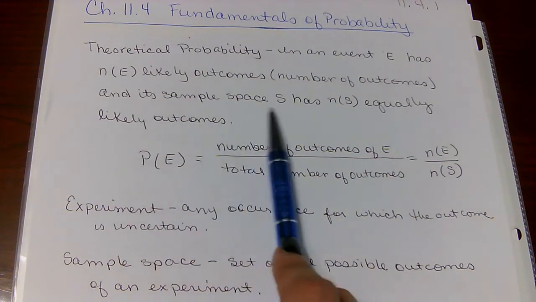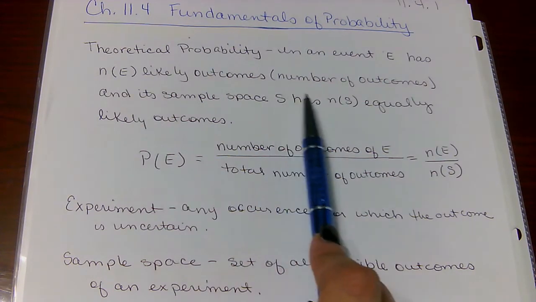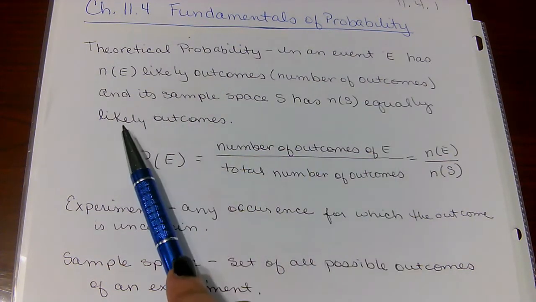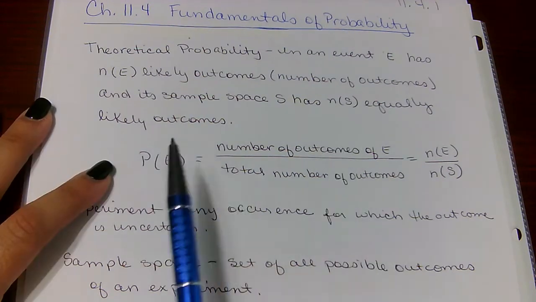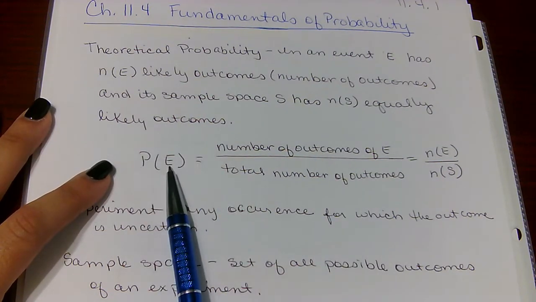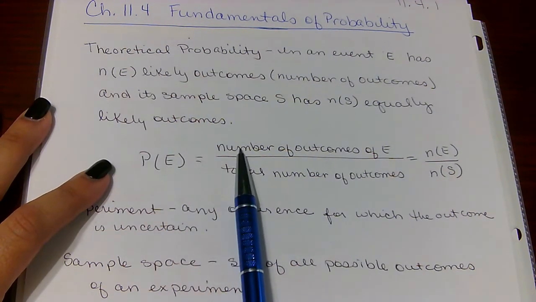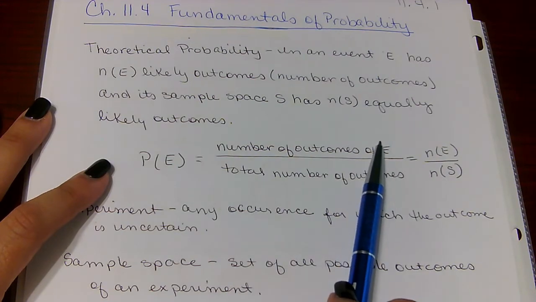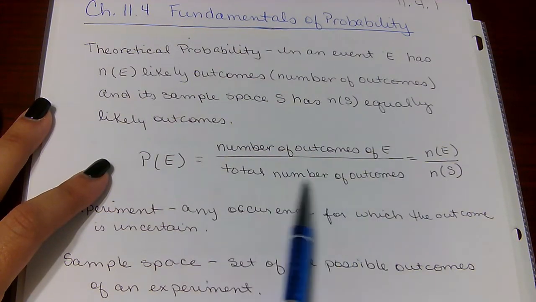And its sample space is called S, and it has equally likely outcomes. The probability of event E occurring is going to be the number of outcomes of E divided by the total number of outcomes.